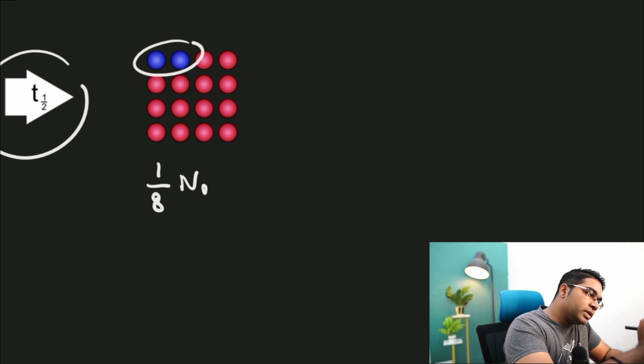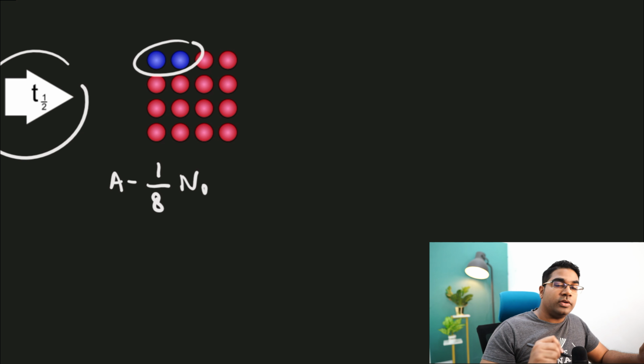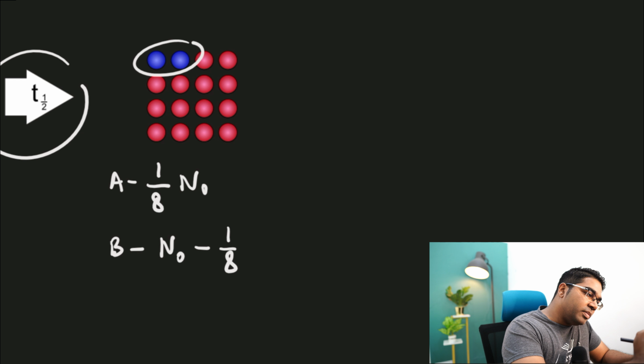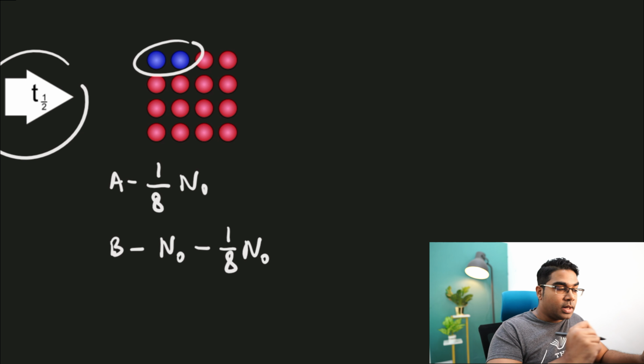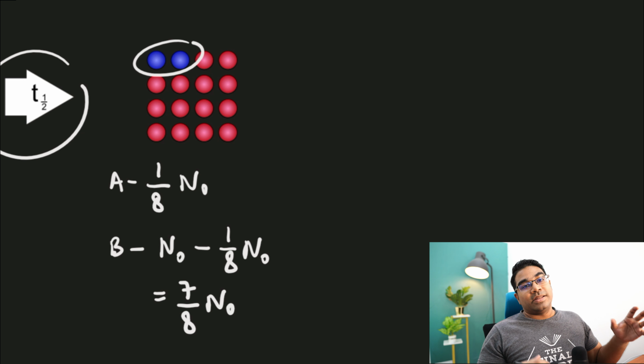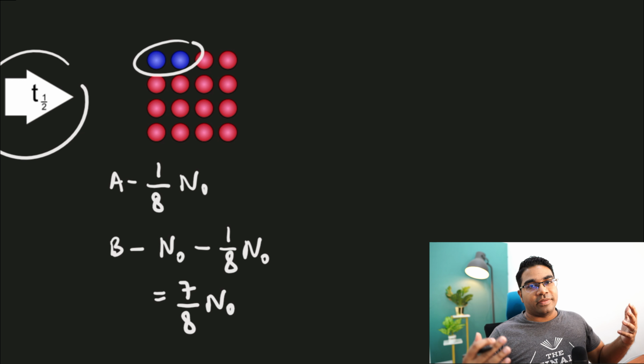This is the number of radioactive nuclei left, whereas the number of stable nuclei B will be the original number of radioactive nuclei minus the remaining number of radioactive nuclei, and therefore we get 7 over 8 N0. This is the basic principle of half-life calculation.